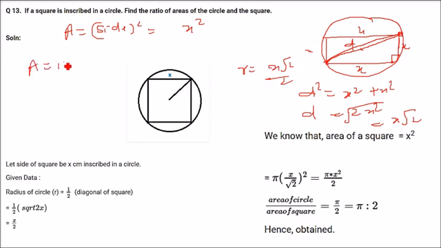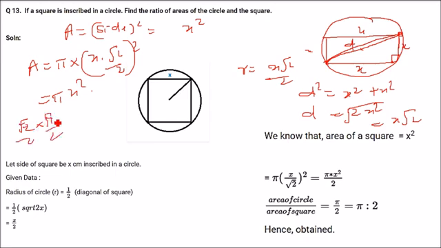What is the area of the circle? The area will be pi into r square, that is pi into x root 2 by 2 whole square. This will be pi x square into root 2 by 2 whole square. So root 2 by 2 into root 2 by 2 is going to be root 2 into root 2, that is 2, over 2 into 2, which is 4. So we get half.